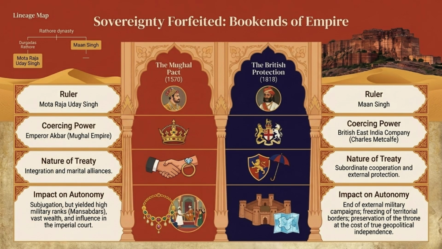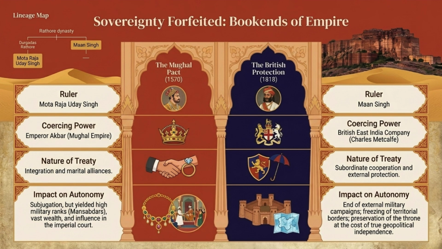Looking back, the trajectory of Marwar's sovereignty is defined by 2 major bookends of empire. In 1570, the Mughal pact under Mota Raja Uday Singh involved integration and marital alliances with Emperor Akbar. While this meant subjugation, it yielded high military ranks as mansabdars, vast wealth, and deep influence in the imperial court.